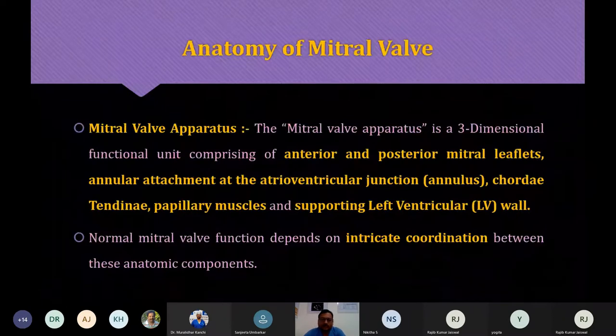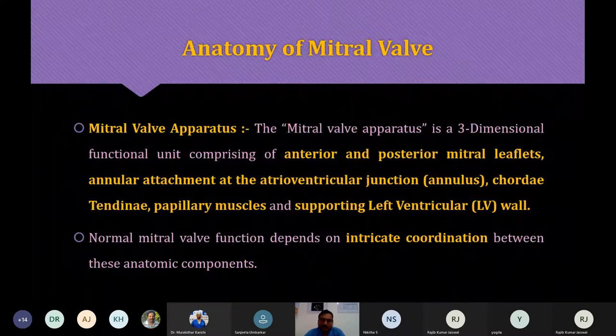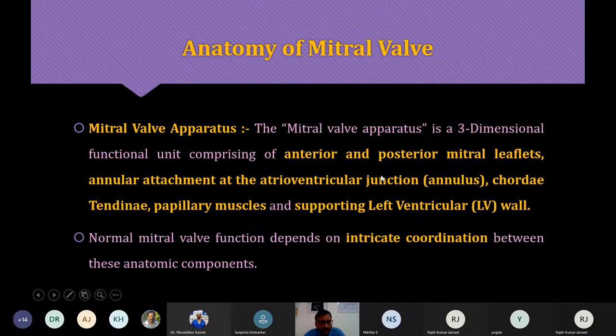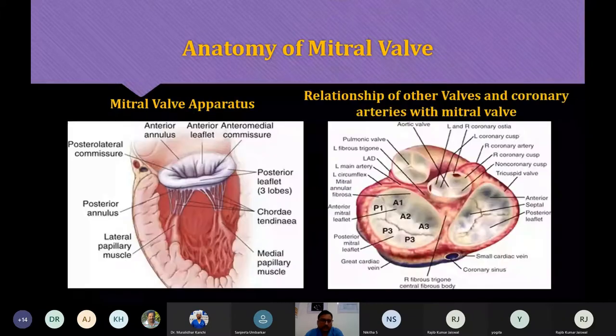We will go briefly through the mitral valve apparatus and mitral valve anatomy, because this is very important when you are dealing with ischemic MR. So the mitral valve apparatus is basically a three-dimensional functional unit of anterior and posterior mitral leaflets comprising annular attachments of the atrioventricular junction, that is the annulus, chordae tendineae, papillary muscles, and most importantly the supporting left ventricular wall. The role of the supporting LV wall is very important in ischemic mitral regurgitation. Normal mitral valve function depends on intricate coordination of all these above factors.